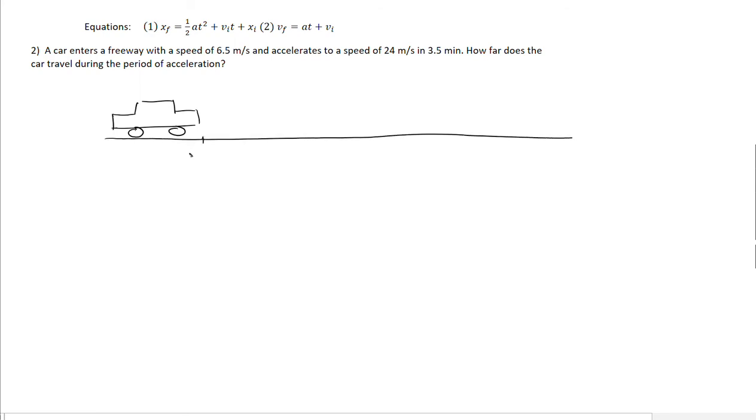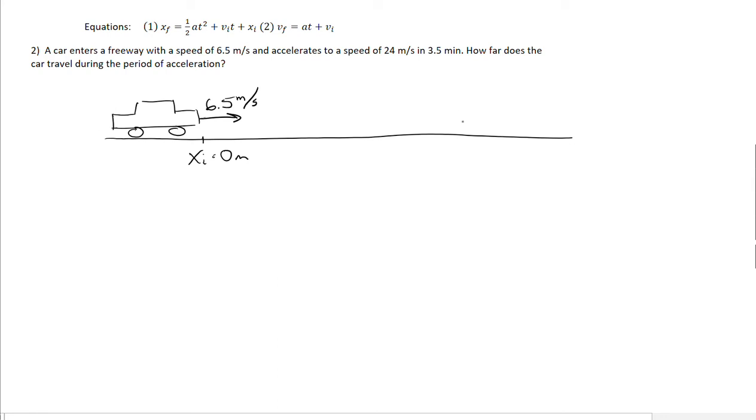All right, we can identify its starting position. I usually like to reference that as 0. And it has some velocity at the start. All right, so there's our 6.5 meters per second of velocity. We reference that as an arrow pointing in the direction that it's moving.